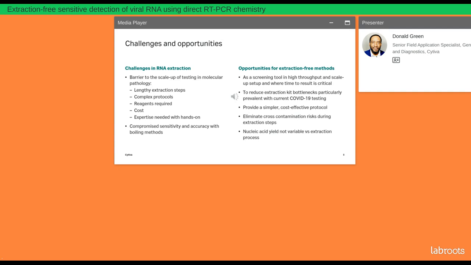Where extraction-free methods come into play and give you opportunities, they can be used as a screening tool in high throughput and scale-up setup where time to result is critical. They reduce the extraction kit bottlenecks, which have been particularly prevalent with the current COVID-19 pandemic, and they provide a simpler, more cost-effective protocol, as well as eliminate cross-contamination risks during extraction setup. And what we can say is the nucleic acid yield is usually not as variable as it is with the extraction process.